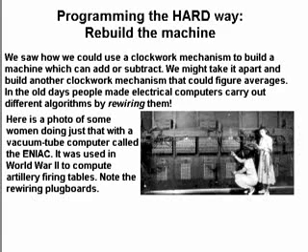Programming the hard way. Rebuild the machine. We saw how we could use a clockwork mechanism to build a machine which can add or subtract. We might take it apart and build another clockwork mechanism that could figure averages. In the old days, people made electrical computers carry out different algorithms by rewiring them. Here is a photo of some women doing just that with a vacuum tube computer called the ENIAC. It was used in World War II to compute artillery firing tables. Note the rewiring plug boards.